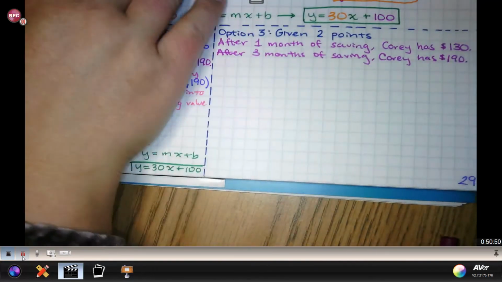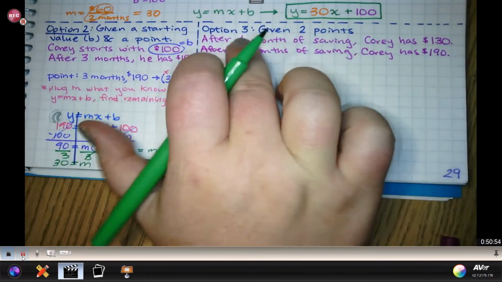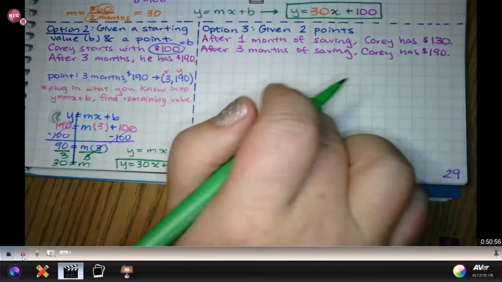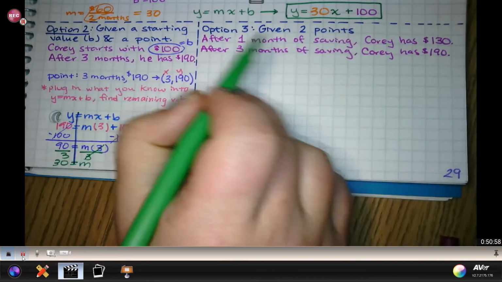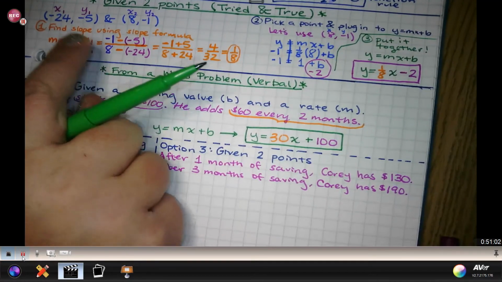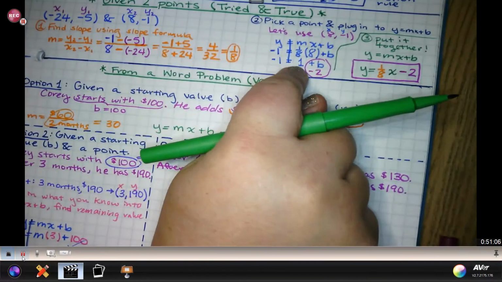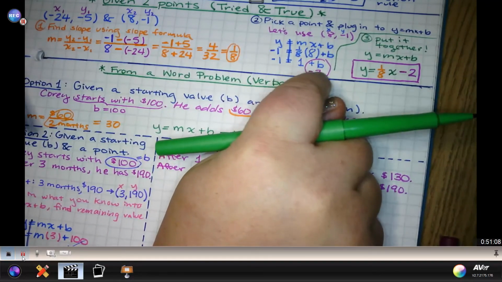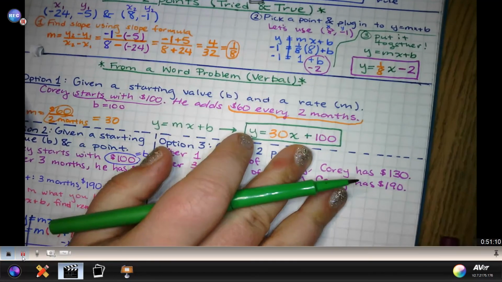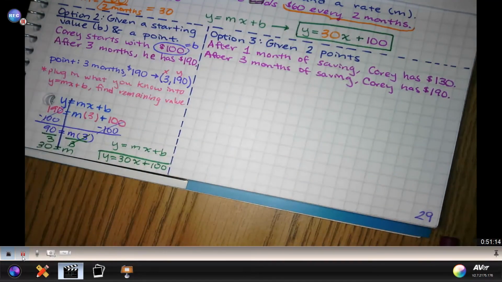Okay? And then I saved the third way for the most difficult way. But again, notice it says when given 2 points. So when you're given 2 points, essentially you have to create the 2 points, but then you can come back up and use this method. Find slope using slope-intercept form, plug stuff in to find your b value, and then write it and put it together. Okay? So here we go.